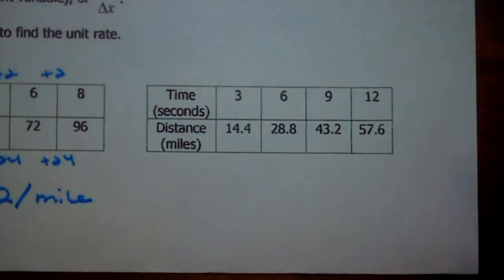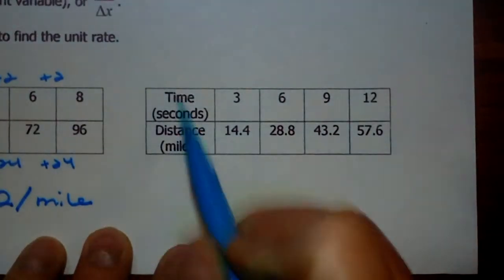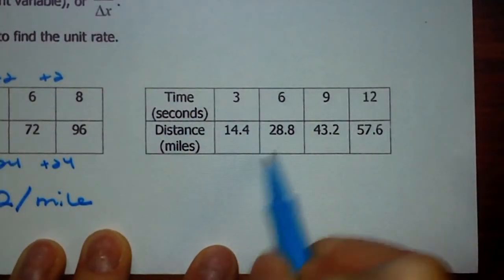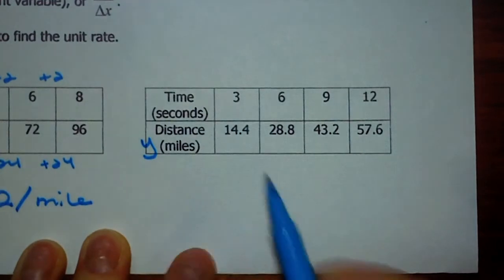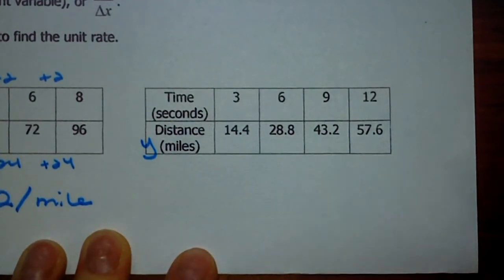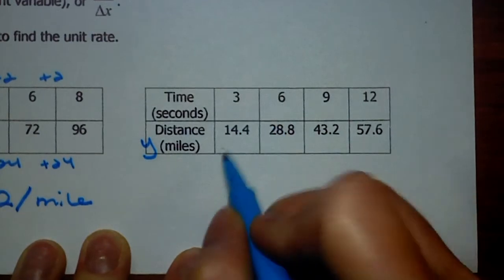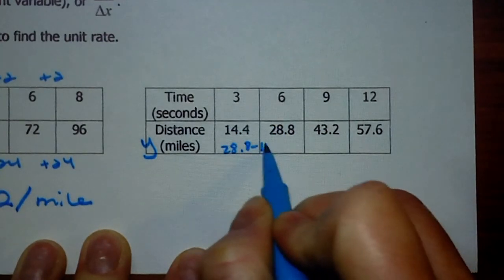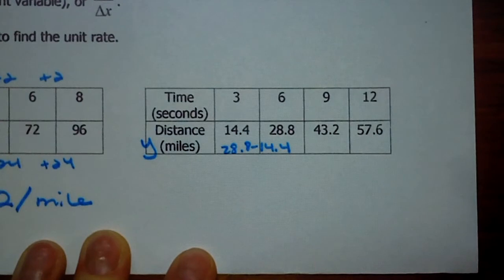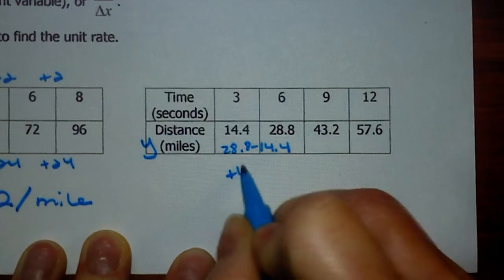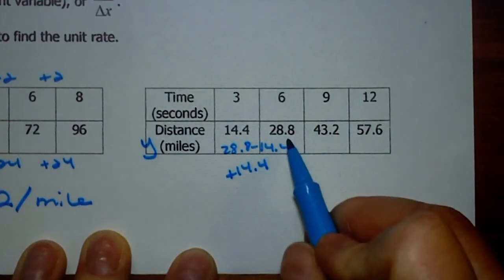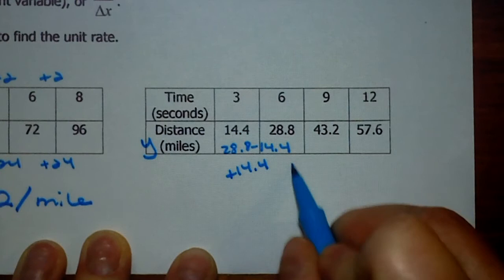So if I want to know the unit rate, that means I want to know how many miles per 1 second. So if I'm looking for miles per second, I need to know what is y going up by, because this is the y. So 14.4 plus what is 28.8? I would just take 28.8 minus 14.4. When you do that, you're adding 14.4. And if you were to take 28.8 plus another 14.4, you would get that.